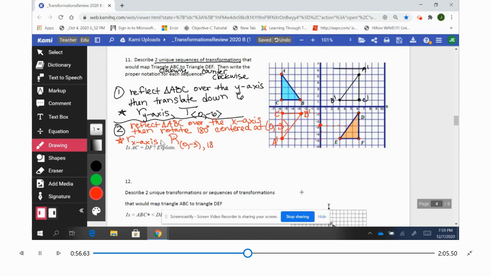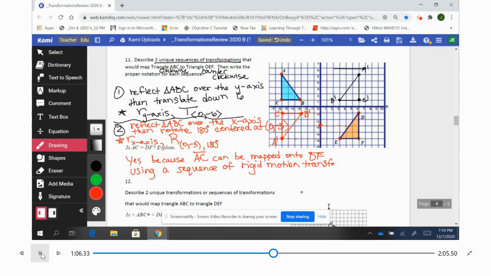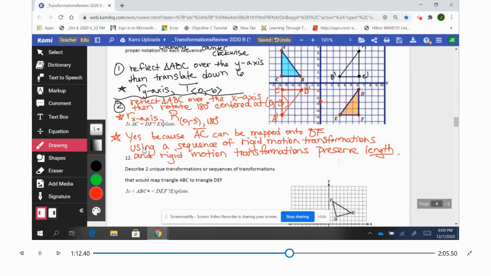And then here's the symbolic notation for that sequence. Capital R for rotation. Okay, now is AC equal to, or congruent to, DF? And explain. I said yes, because I can map AC onto DF using a sequence of rigid motion transformations. And rigid motion transformations preserve, and this is distance or length.